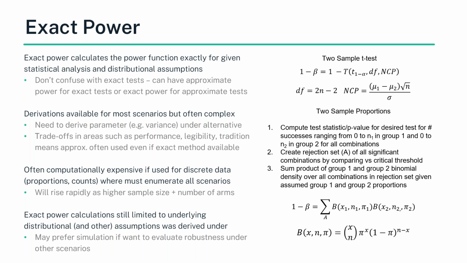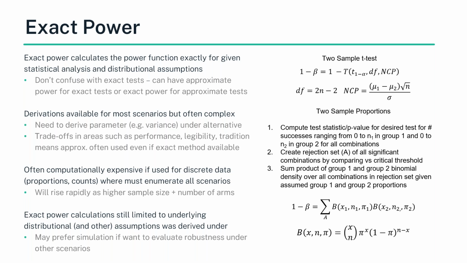They're often computationally expensive, especially for discrete data. So you're thinking about count data, binary or categorical data. Basically, this is because for categorical or discrete variables, you have to enumerate all the scenarios effectively. And sometimes it's easy, sometimes it's not so easy.